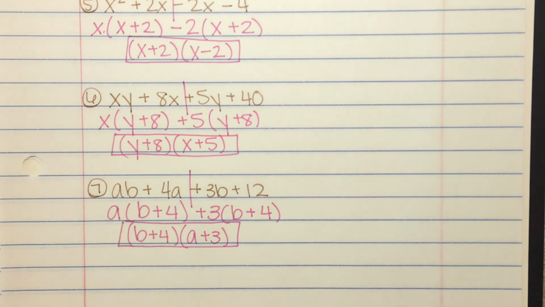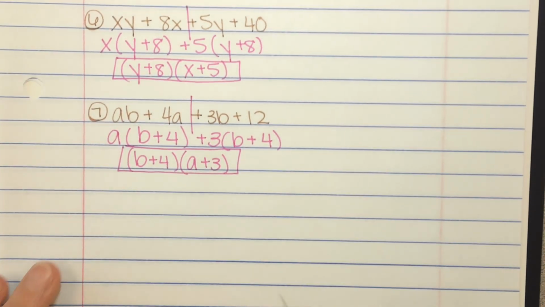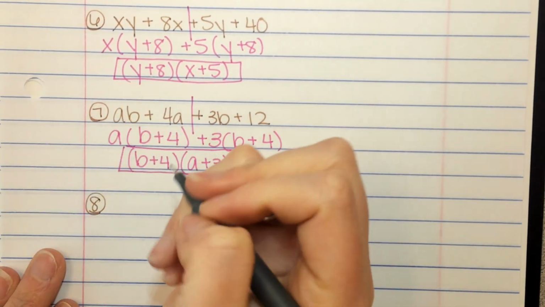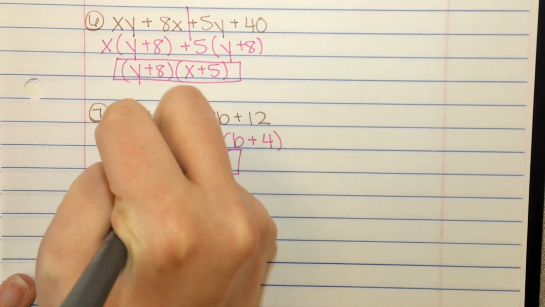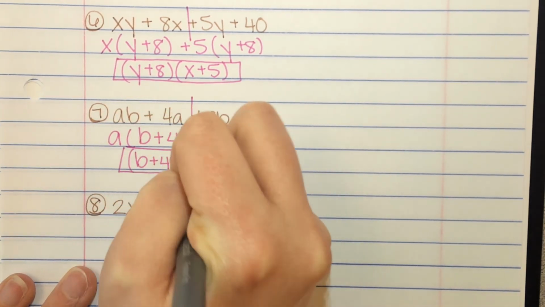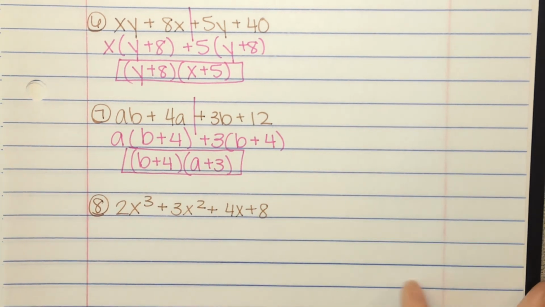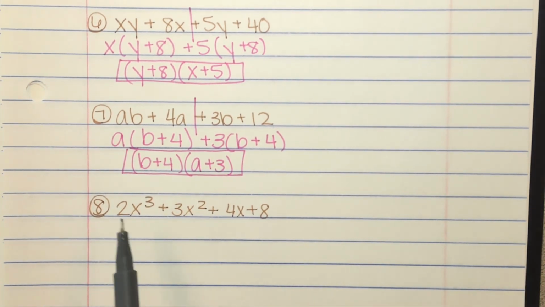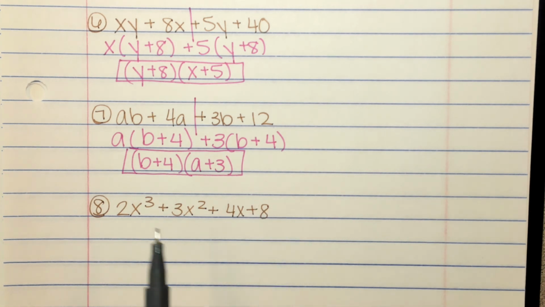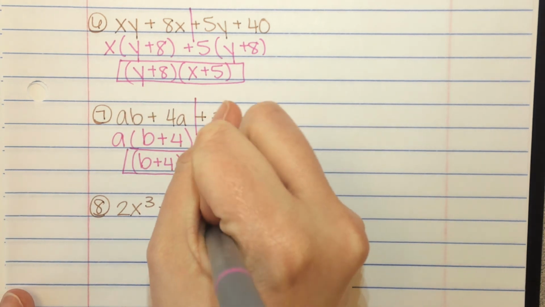Okay. And we have one more example. That's number 8. And it's 2x cubed plus 3x squared plus 4x plus 8. So looking at this problem, we don't have a GCF. We have a term without an x. And then I kind of want to say 2 is a GCF, but can 2 go into 3 evenly? No. So we're just going to go straight to splitting it down the middle.